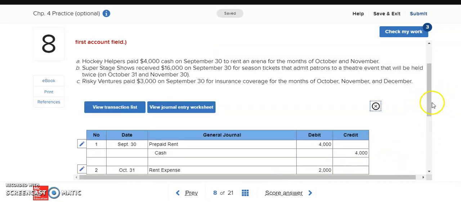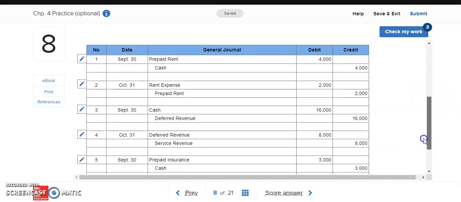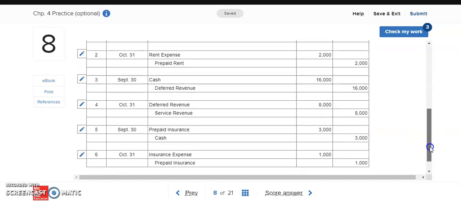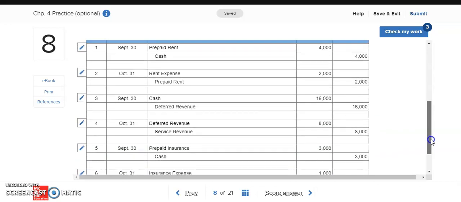Now let's look at all the journal entries. Note that the adjusting entry on October 31st, in each case, reduces an asset or liability account used in the first entry, the one on September 30th. Deferral adjustments reduce the prepaid or deferred account recorded in the original entry, and they increase either a revenue or an expense.